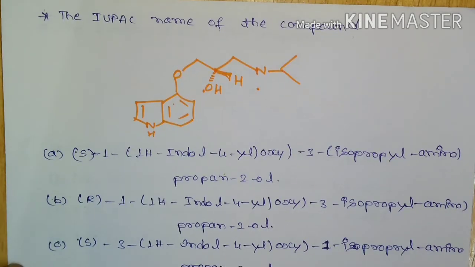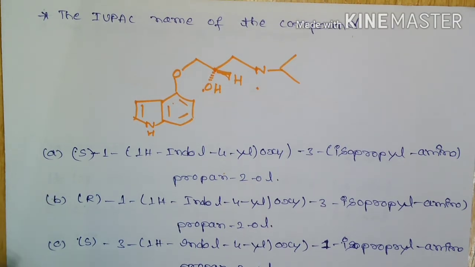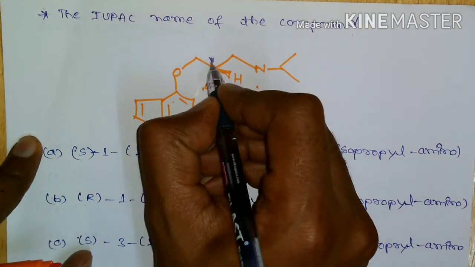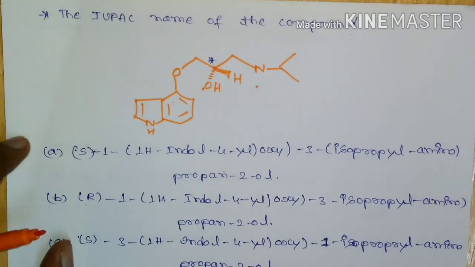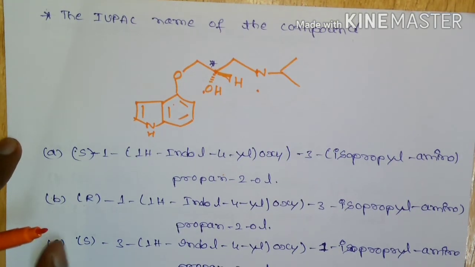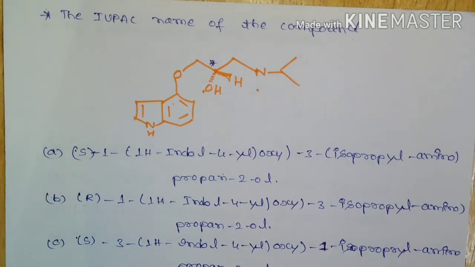One more problem related to R and S configuration. This is the IUPAC name of this compound. Here straight away we recognize this is the chiral center, and here we have 3 different substituents. So which one will be treated as the functional group, and the remaining will be substituents.